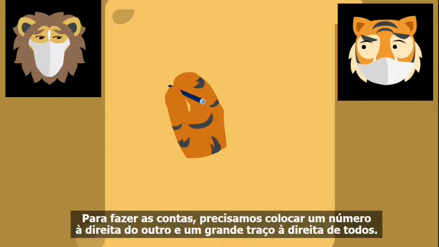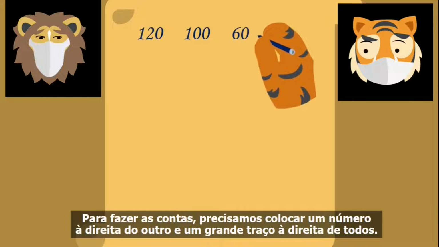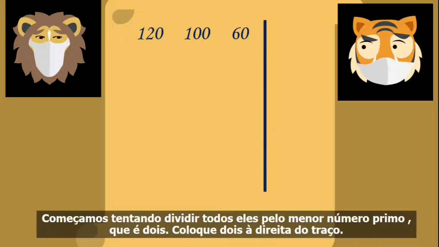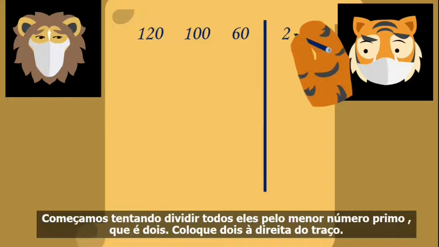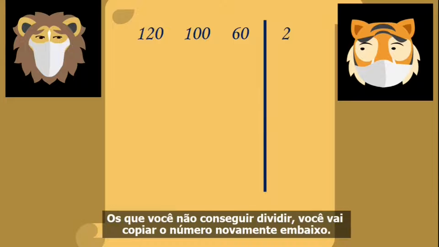To do the math, we need to put one number to the right of the other and a big dash to the right of every one. We start by trying to divide them all by the smallest prime number, which is 2. Place 2 to the right of the dash. Those that you can divide, you will put the answer under each one. The ones you are unable to divide, you will copy the number again below.